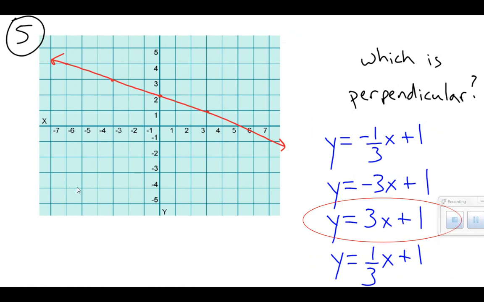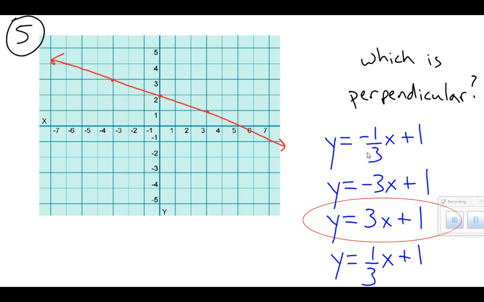Next one. This one says, which is perpendicular? So this slope is down 1 over 3. I'm looking at not the same slope of this, down 1 over 3, negative 1 over 3. Don't pick that one. I'm looking for the negative reciprocal. So if I take this slope, negative 1/3, and I flip it, so the 3 comes up on top and the negative 1 comes on the bottom, I also do the opposite. So opposite, negative reciprocal.